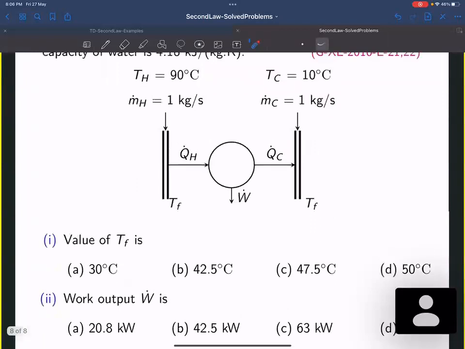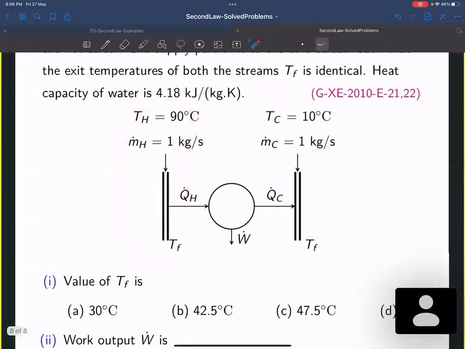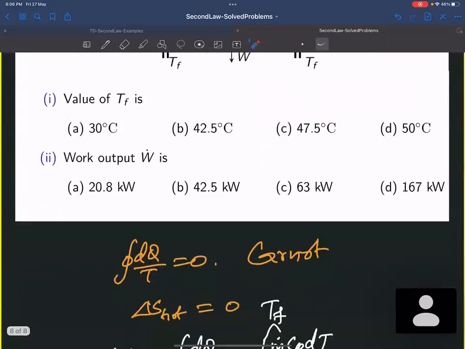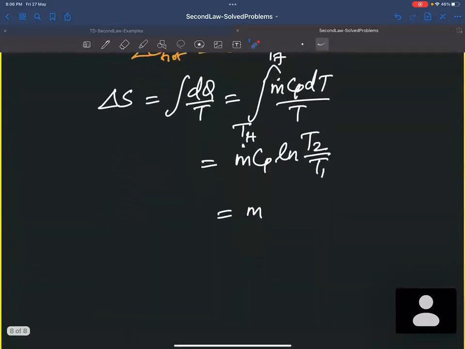So there is an entropy change for this hot stream. Likewise, we can also estimate the entropy change for the cold stream. So the total entropy change will be equal to 0. That's the final thing. So this m dot Cp into ln of 1 to 2, so 2 is your TF and this is your TH. So this is your delta S for the hot.